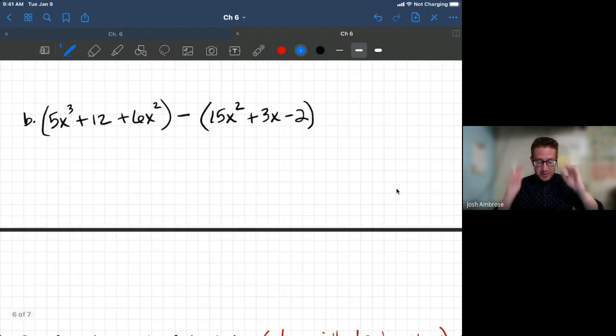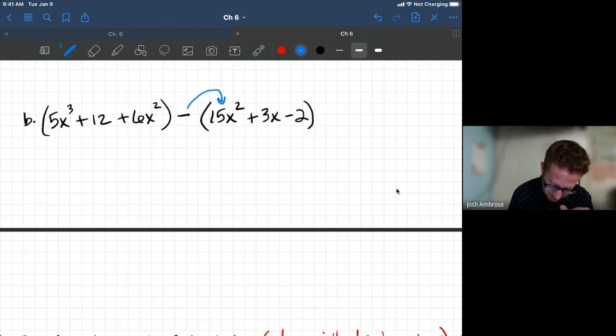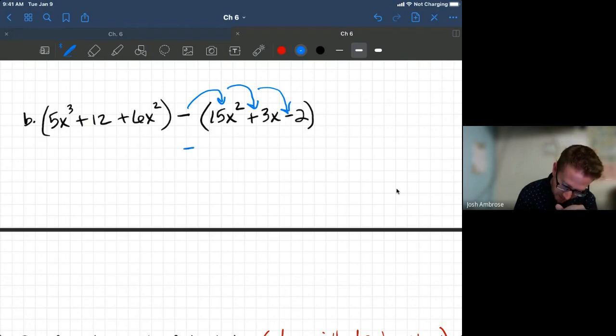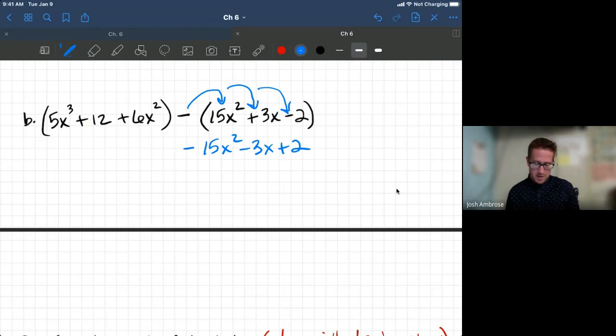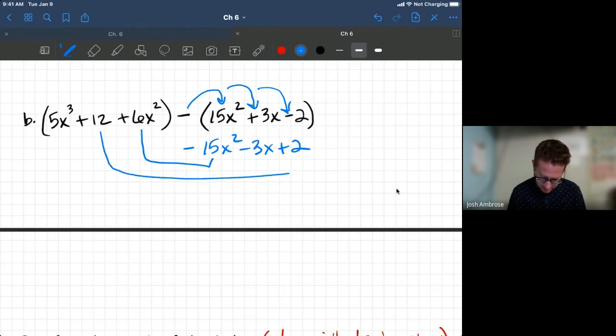Same style of problem, but in this one we have a subtraction sign in between the parentheses. So you need to distribute that negative into the parentheses, which is now going to give you a negative 15x squared minus 3x plus 2. Now let's look at our terms. I see some like terms right here and some like terms right here. That negative 3x has nothing to go with. It also looks like that 5x to the power of 3 has nothing to go with.